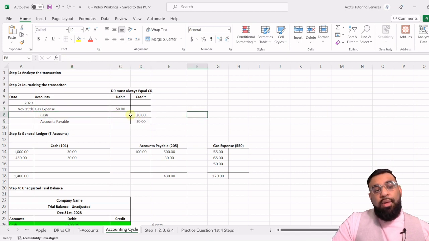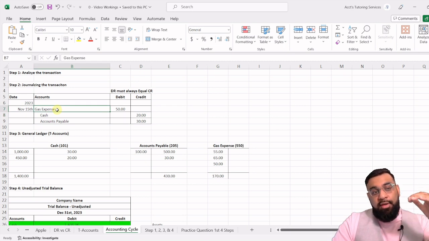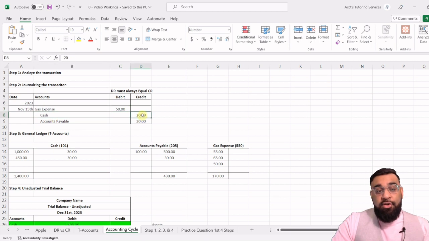So let's just say we poured gas for $50. So we're going to debit gas expense because remember, expense is increasing. Expense is a debit account. So we're going to debit it. And then let's say hypothetically, we pay $20 cash and we still owe $30 to the gas station, correct?